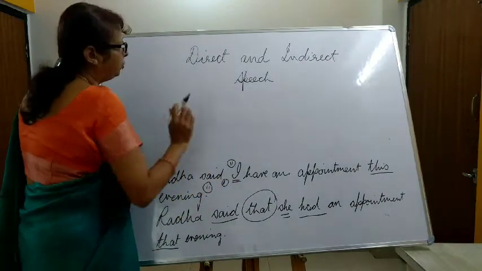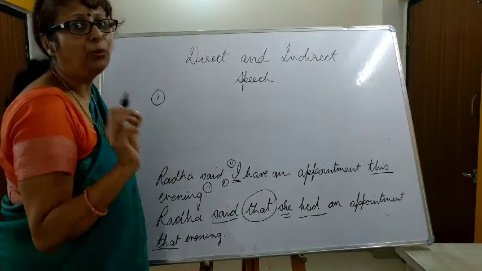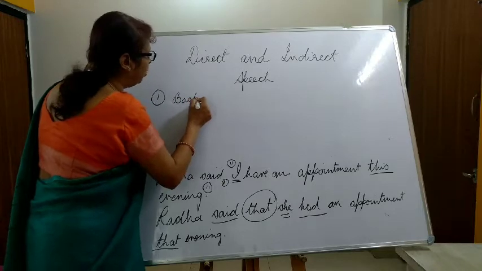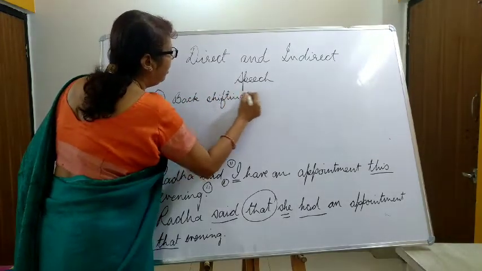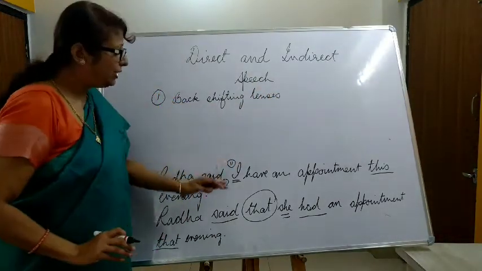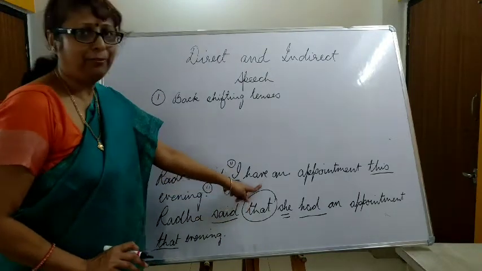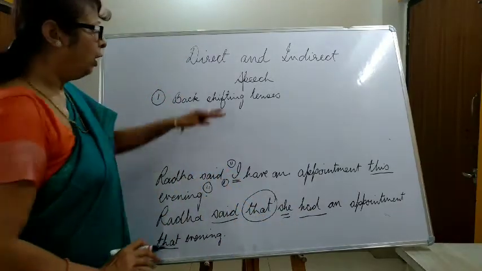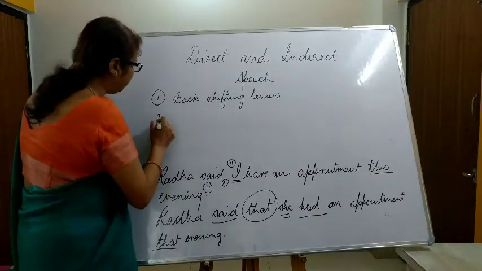Now let us come to the changes. Change number 1, very important. I start with the tenses. Back shifting of tenses. Now what do you mean by back shifting of tenses? When in reported speech you are changing the tense from direct to indirect speech, here you see the have has been changed to had. This is what you call back shifting. So this I will be coming to in detail. Today I will be discussing the basic aspects only.